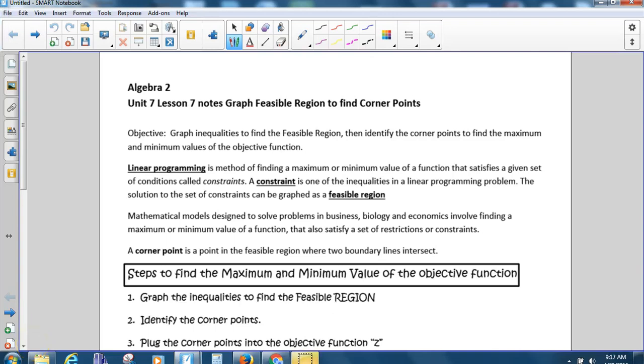Okay, we're going to go one step further, one step beyond what we just did on the previous lesson. We're going to do the same thing. We're going to graph lines. We're going to graph inequalities, actually. We're going to shade. We're going to find the feasible region.